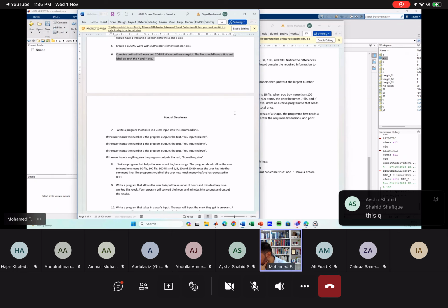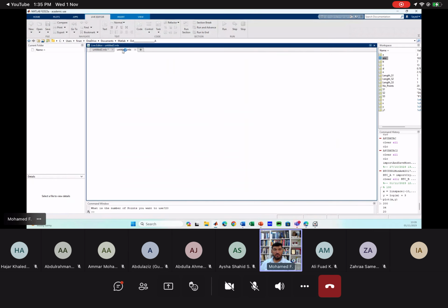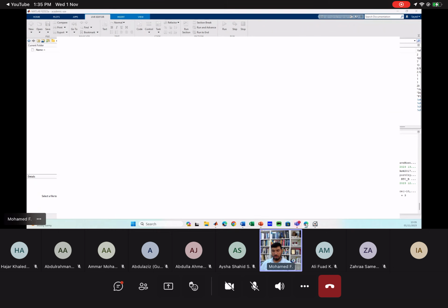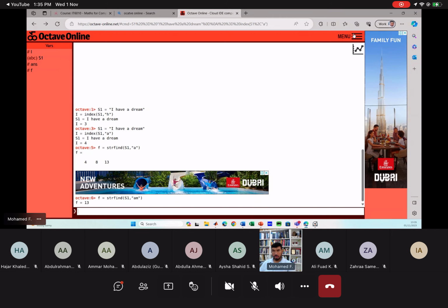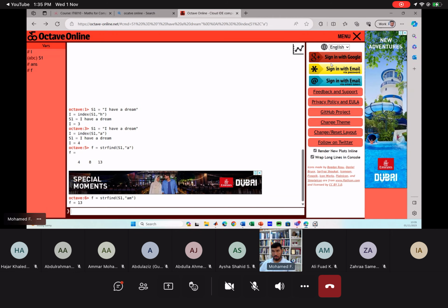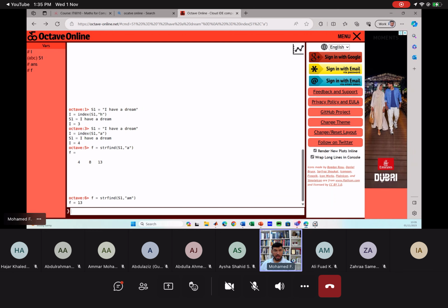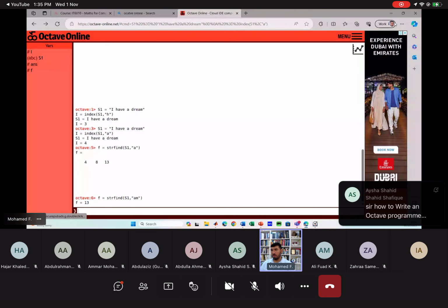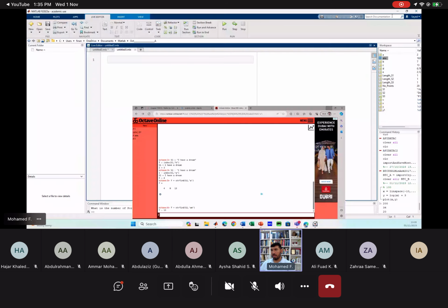Can you explain the function? Yes, I can explain the function. Now a function, an octave. I don't know, can we see the online octave? We can do an editor. Can somebody share his screen so I can write the code on him?